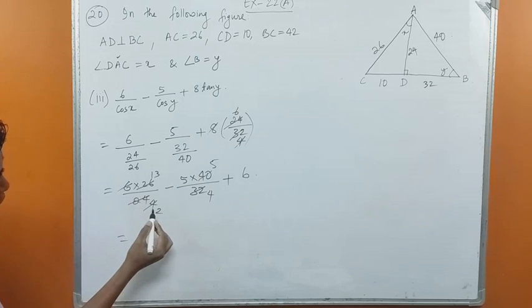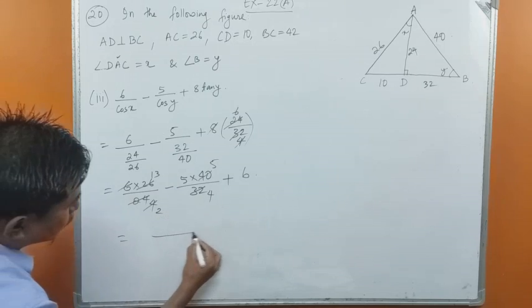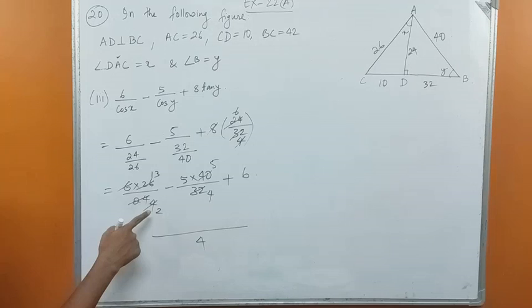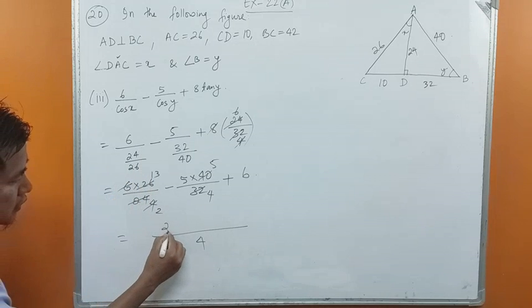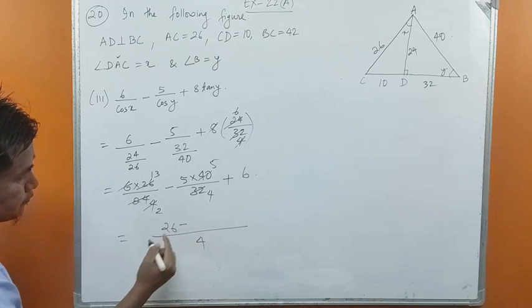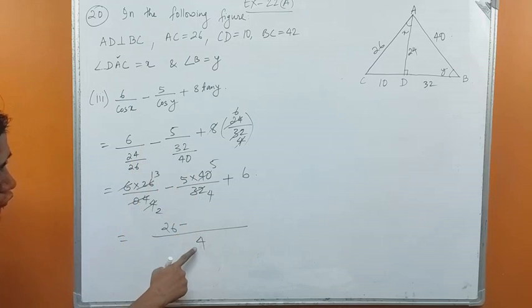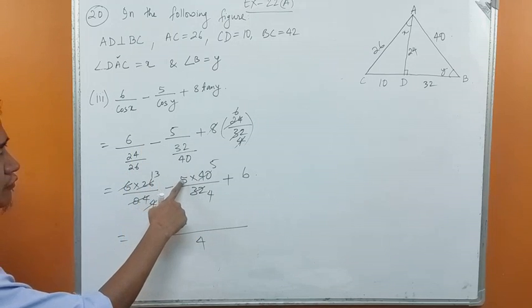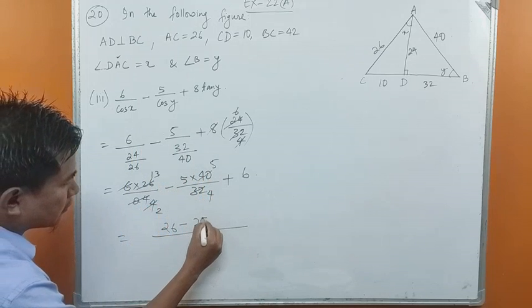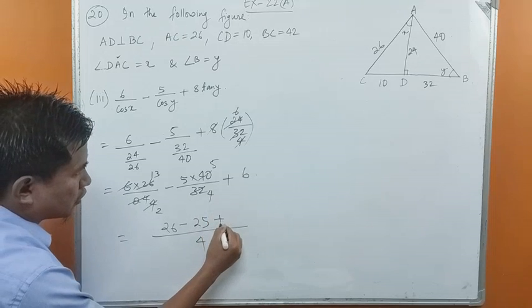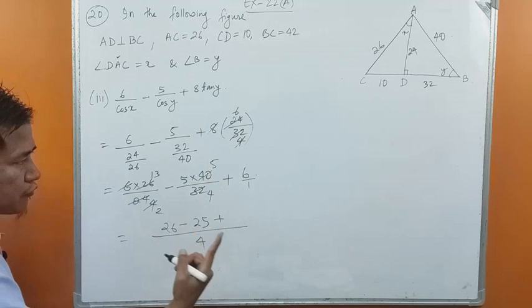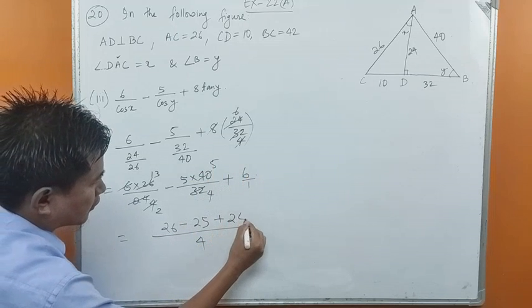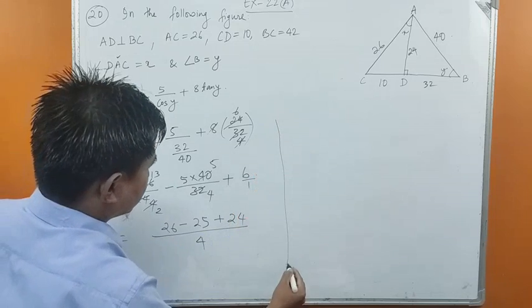So the LCM of 2 and 4 is 4. 2 into 2 gives us 4, isn't it? That 2 into 13 is 26 minus 4 1s are 4. 1 into 5 is 5, 5 into 5 is 25. Okay, plus, so we have 1 here. 1 into 4 is 4, so that 4 into 6 is 24. Now let me continue here.